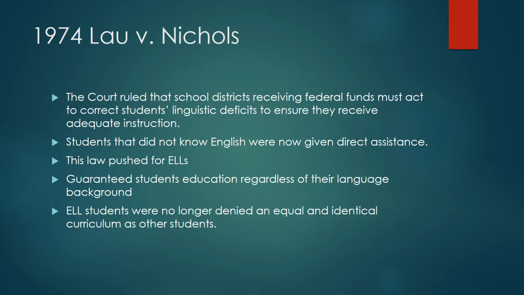1974, Lau versus Nichols. The court ruled that school districts receiving federal funds must act to correct students' linguistic deficits to ensure they receive adequate instruction. This law definitely pushed and supported ELLs. It guaranteed student education regardless of their language background, and they were no longer denied an equal and identical curriculum as other students. So again, it took away from the separate but equal concept and allowed students to be integrated into a classroom environment that is equal and sharing a similar curriculum as their peers.